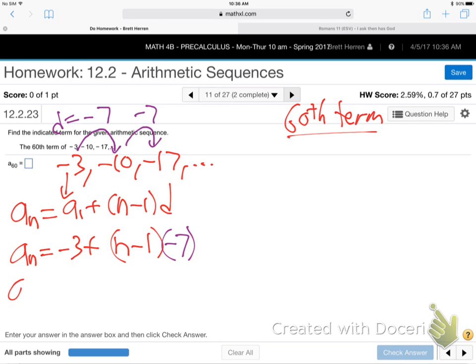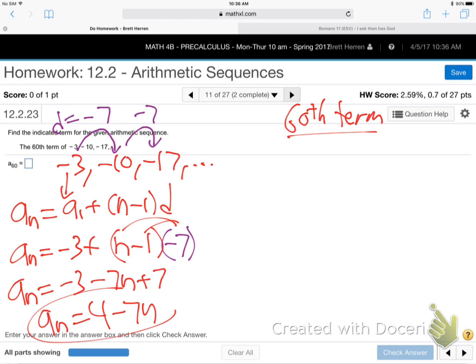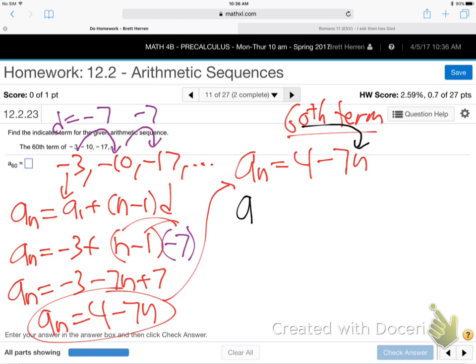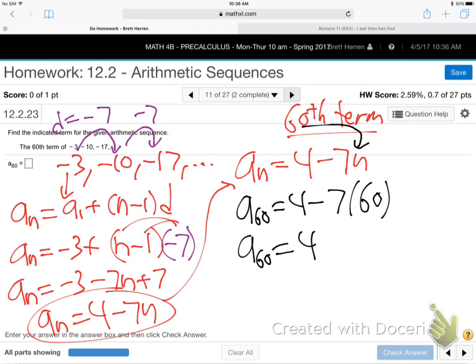All right, so now we distribute, get minus 7n plus 7. So what's that? 4 minus 7n. So we got the formula now. Right? So now with that formula, we can find any term we want, right? So we can easily find the 60th term. Just plug in 60. A sub 60, 4 minus 7 times 60. 4 minus that, 420. Minus 416. Thank you. Good there?